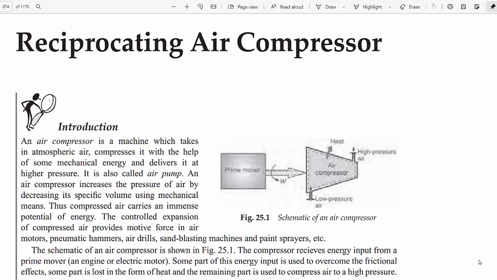An air compressor is a machine which takes atmospheric air, compresses it with the help of some mechanical energy, and delivers it at high pressure. It's also called an air pump. That is not a clear name, but the book mentions it. The correct name is air compressor, because air is compressed by a mechanical device, and that device is called an air compressor.